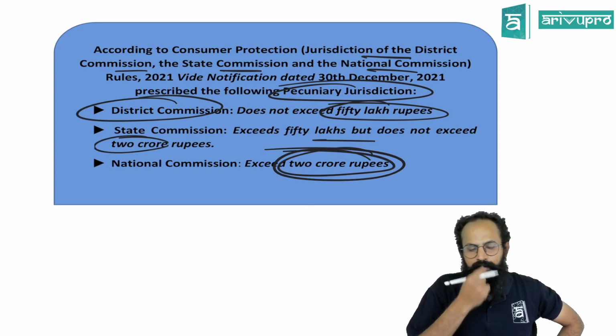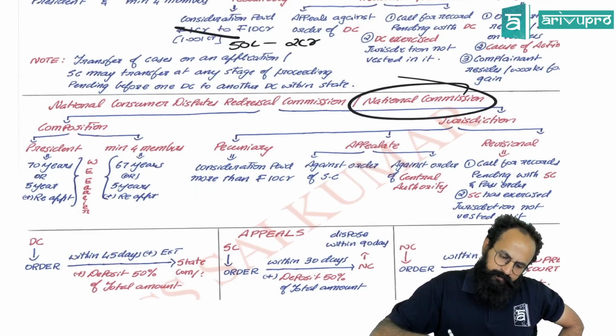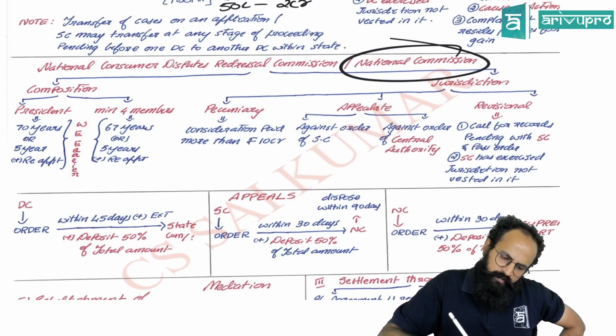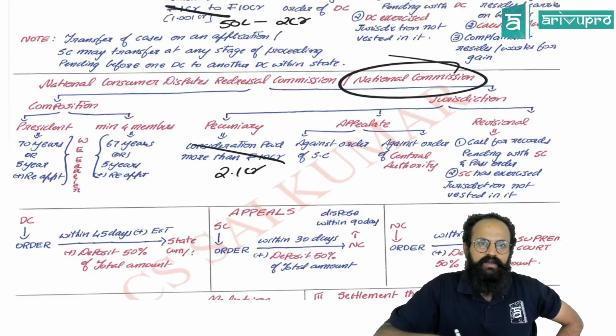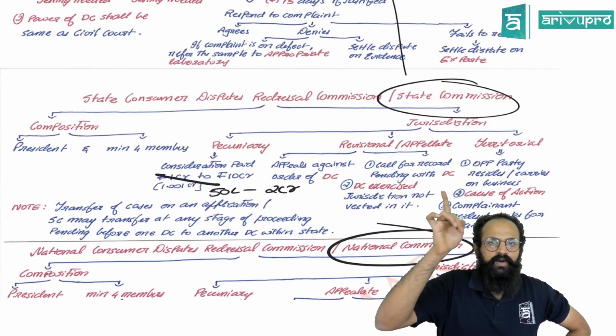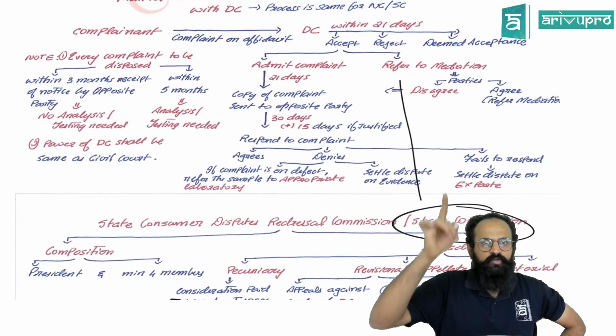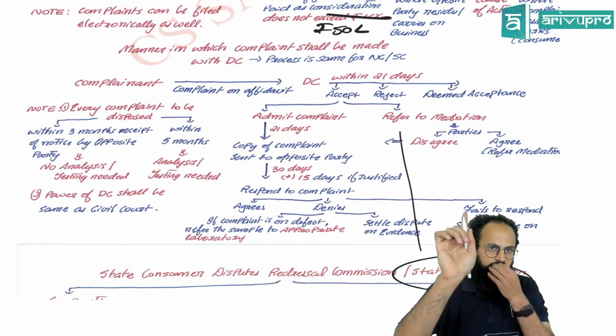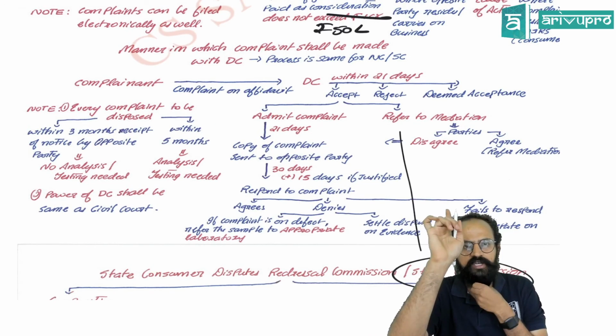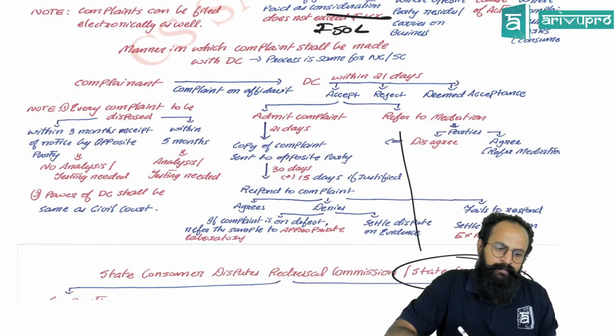Yes, sir, this is the only amendment, people, in the Consumer Protection Act. Consideration paid exceeding 2 crore, so basically 2 crore 1 rupee comes here. Here it is 50 lakh 1 rupee to 2 crore. District Commission will be up to 50 lakh rupees, 50 is inclusive in District Commission. Yes, people, these are the only changes in your Consumer Protection Act. Apart from that, nothing else is given.